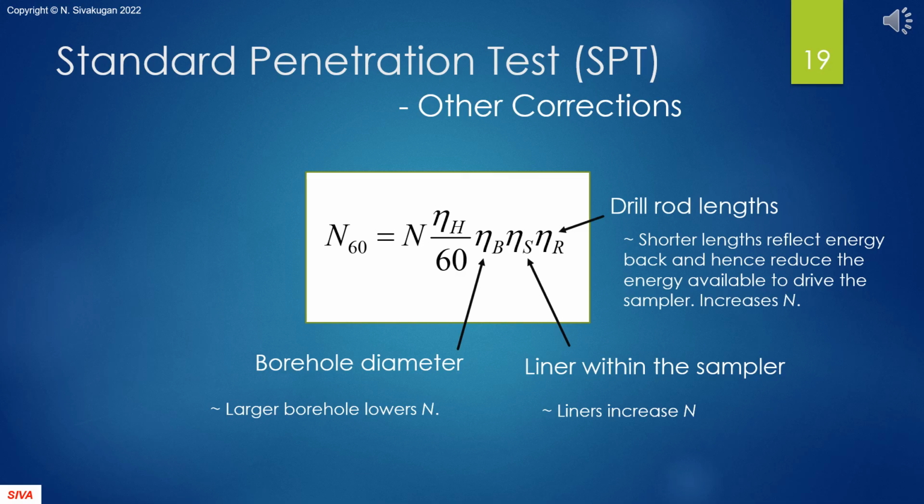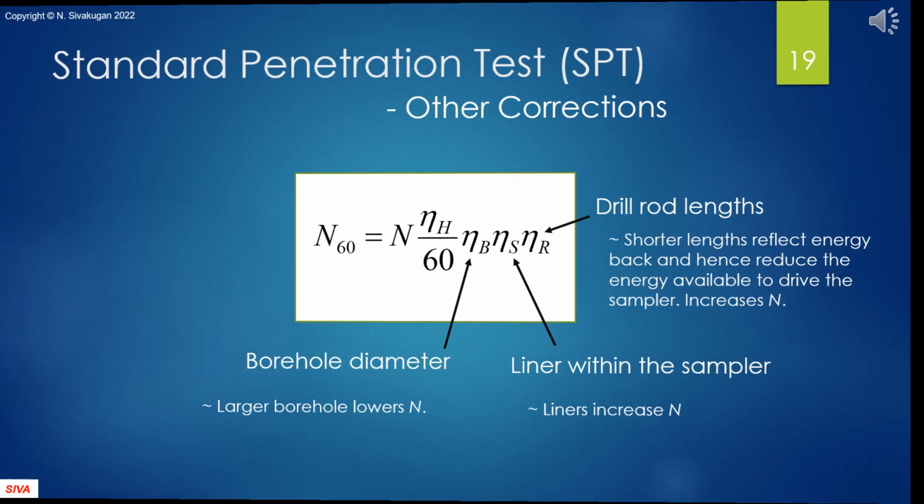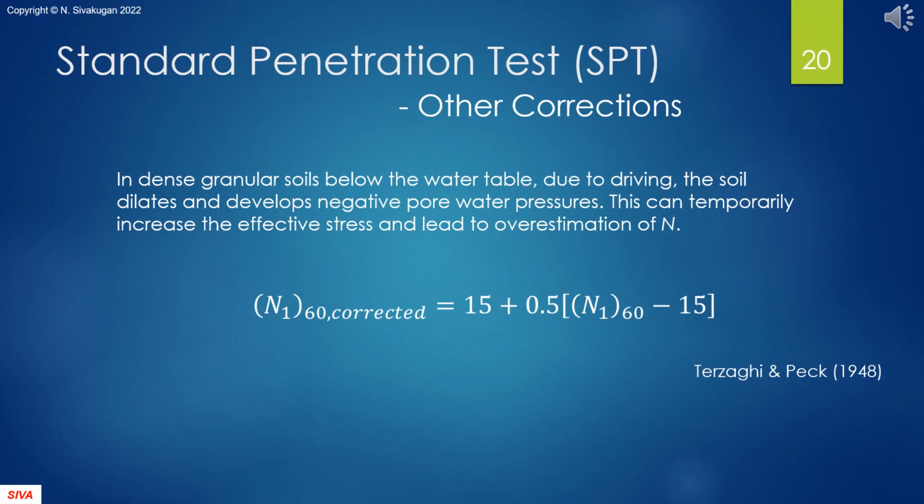For the standard penetration test, we also apply corrections for borehole diameter, including liners within the sampler, and shallow boreholes. Most of the time, these corrections can be taken as one, leaving us only with the efficiency correction. In dense sands below water table, driving the sampler makes the sand dilate and induce negative excess pore water pressures which temporarily increase the effective stresses. This would lead to overestimation of the N value. Terzaghi and Peck suggested a correction for this phenomenon.